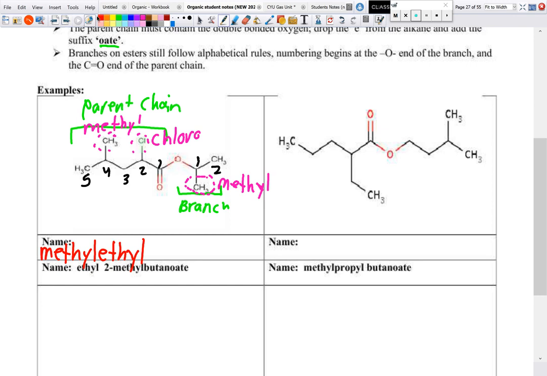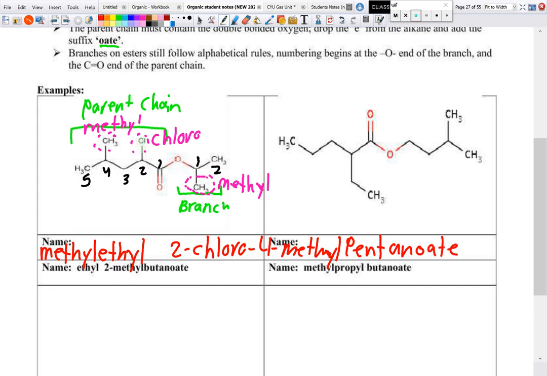So let's name it just like normal. Pretend it's just like every other organic thing that we had so far, where on carbon 2 we have a chloro, on carbon 4 we have methyl. Now, our longest continuous carbon chain is 5, so it would be pentane. But remember, for our esters, we drop the E ending and add OATE.